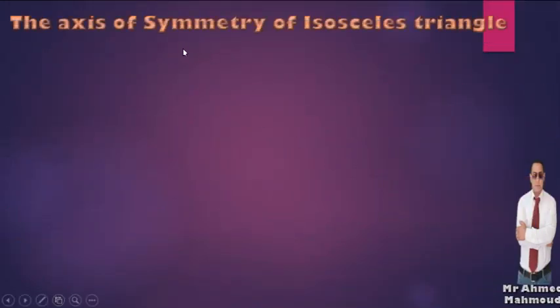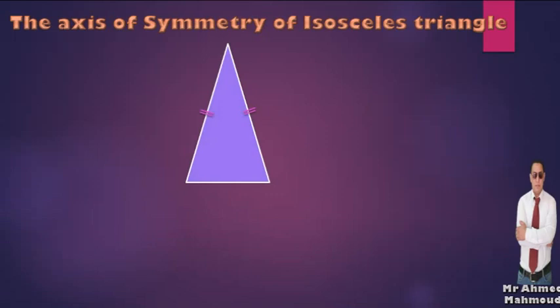The axis of symmetry of the isosceles triangle. First, what's the meaning of the axis of symmetry? We studied the meaning of the axis of symmetry many times. We know that the axis of symmetry is a line that divides any geometrical shape into two similar shapes, or two symmetric shapes, or two congruent shapes, like this.